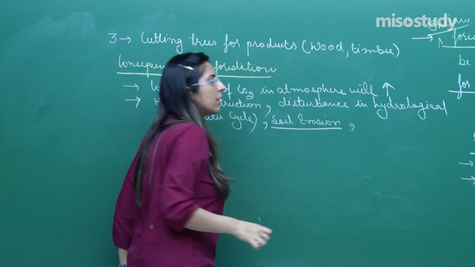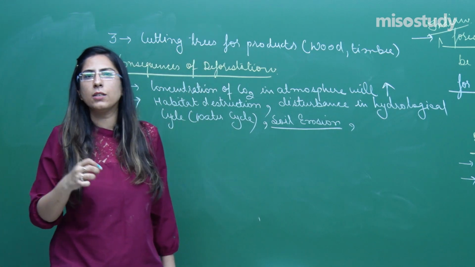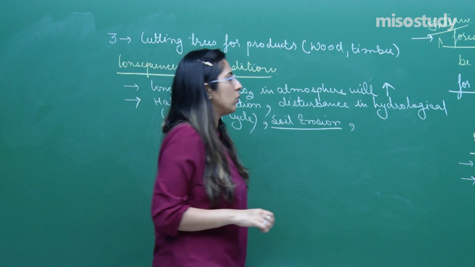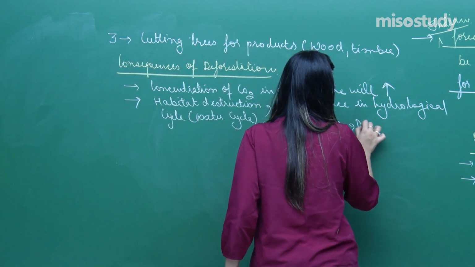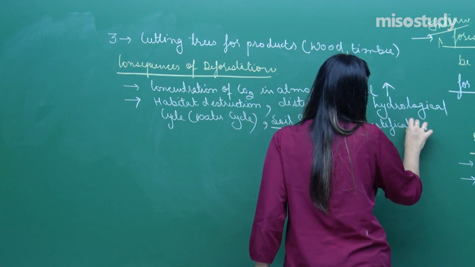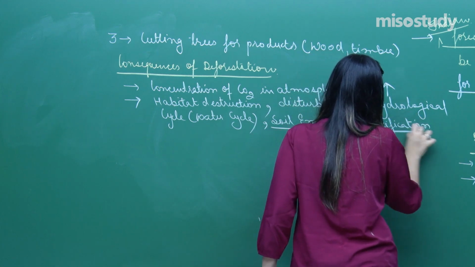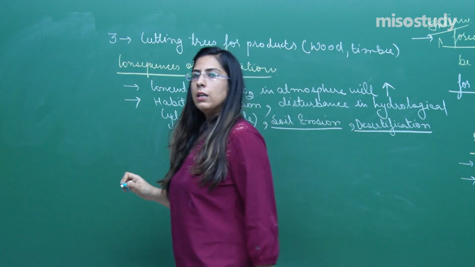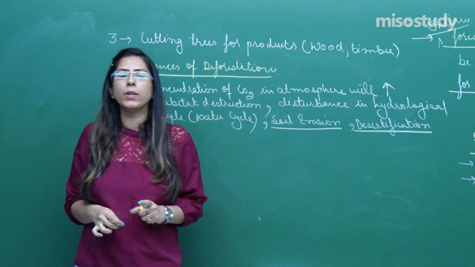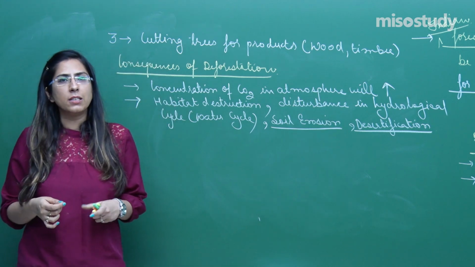Now, after this, what will be another consequence? If all the trees are removed, the state that will come is called a desert. So this causes desertification. Desertification. Right?